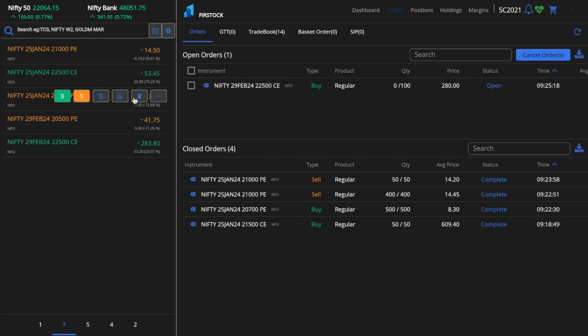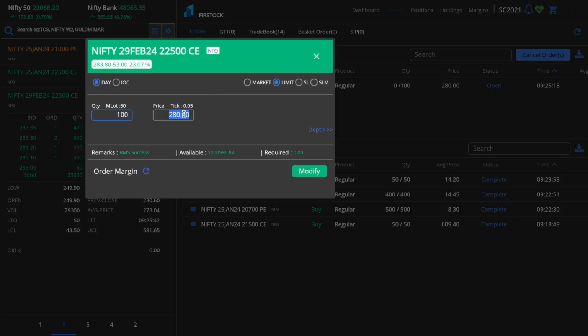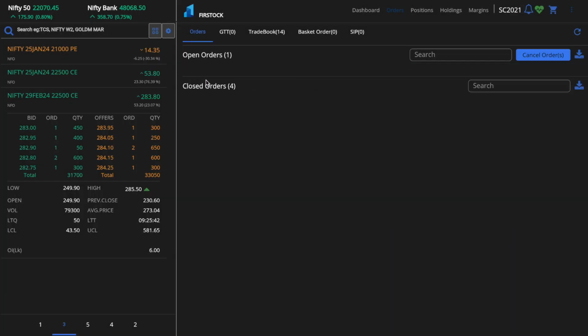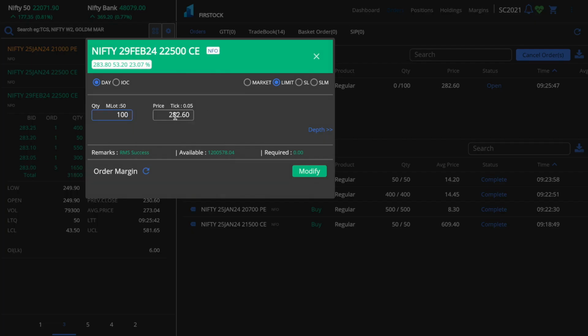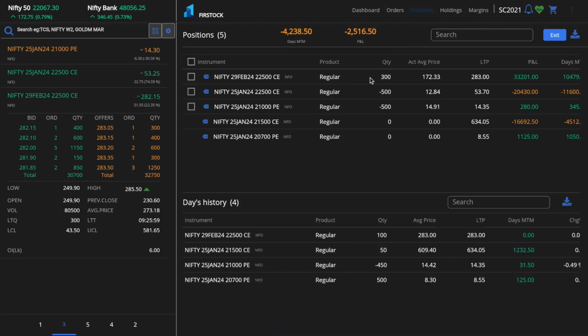Jan PE, we can remove it. CE, PE of Feb also we can remove. Okay, this is going at 283. Now we can go ahead at 280.6. Let's see, we wait for 283. Check out the lines. Yes, this is executed.